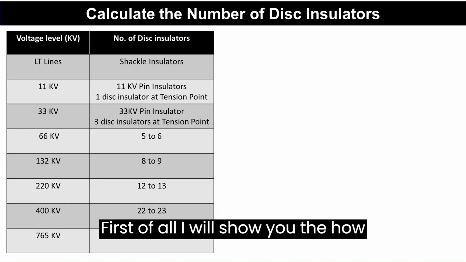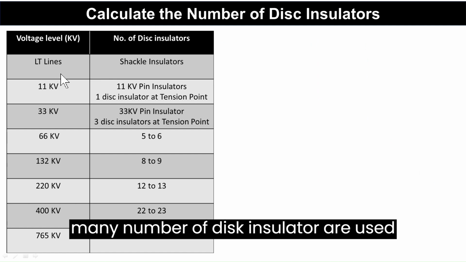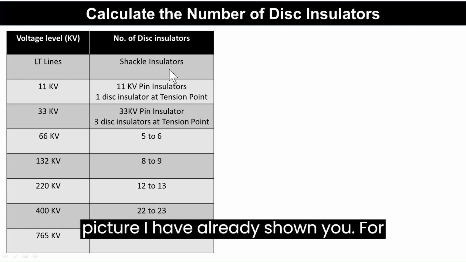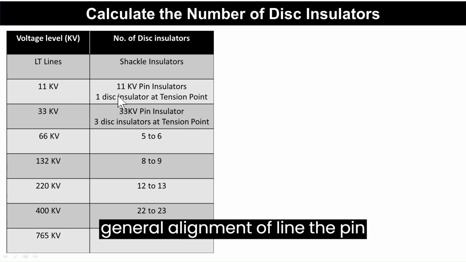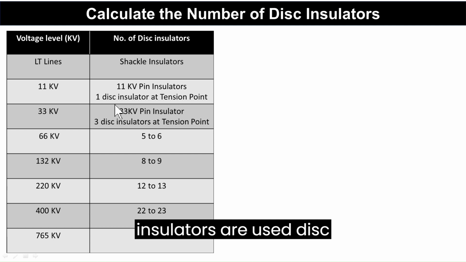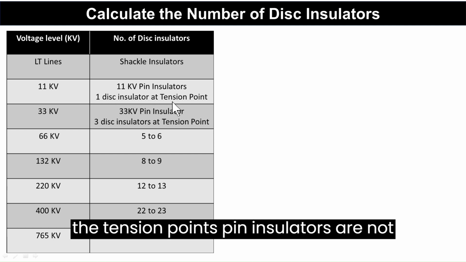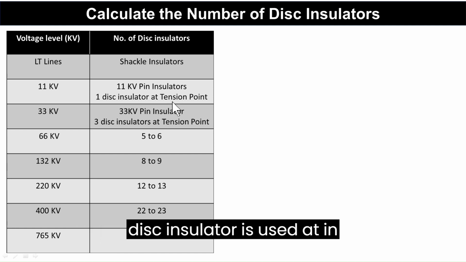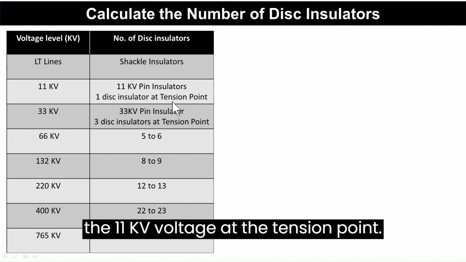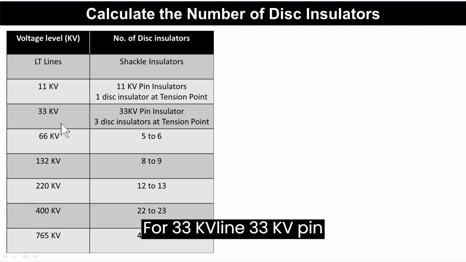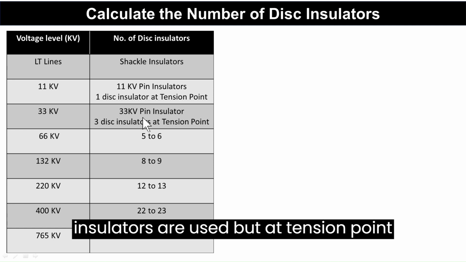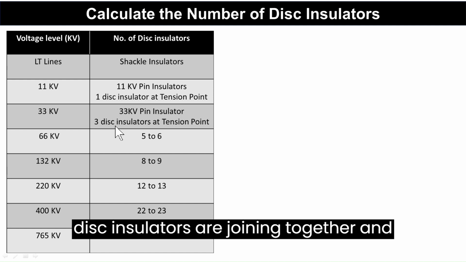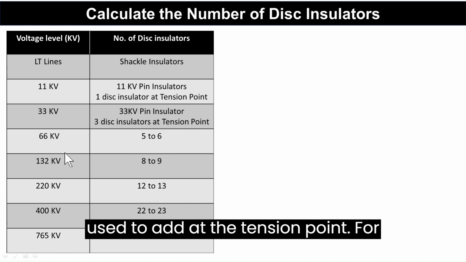First of all, I will show you how many disc insulators are used for different voltage levels. For LT lines, shackle insulators are used. This picture I have already shown you. For 11 kV lines, 11 kV pin insulators are used, and one disc insulator is used at the tension points. At tension points, pin insulators are not used, but disc insulators are used. For 33 kV lines, 33 kV pin insulators are used, but at tension points, 3 disc insulators are joined together and used.